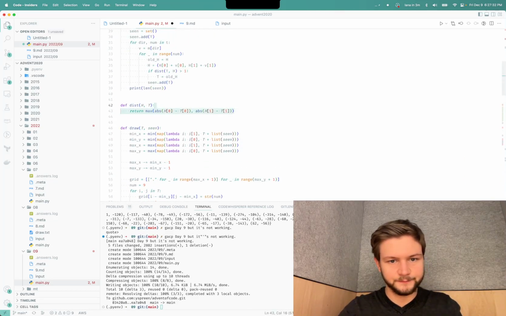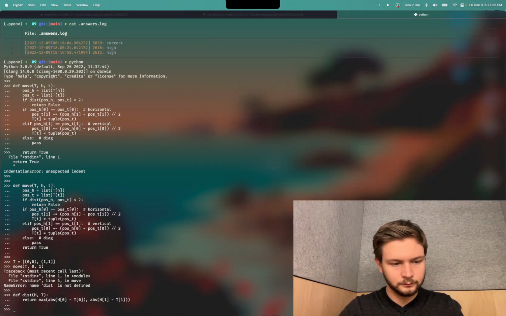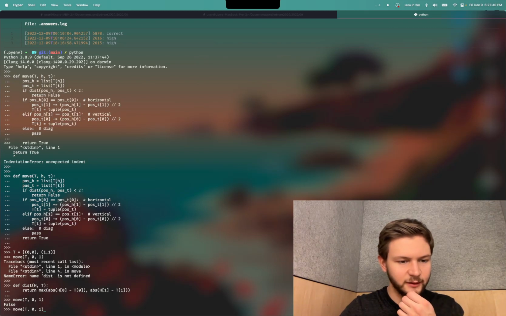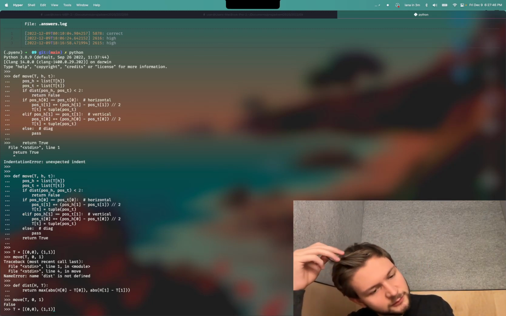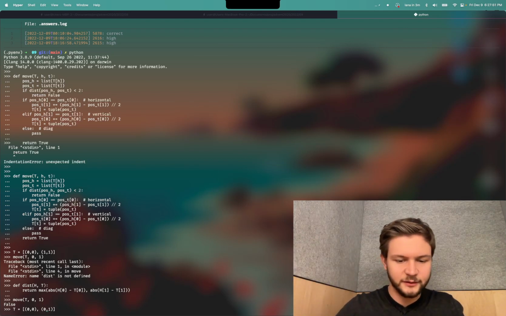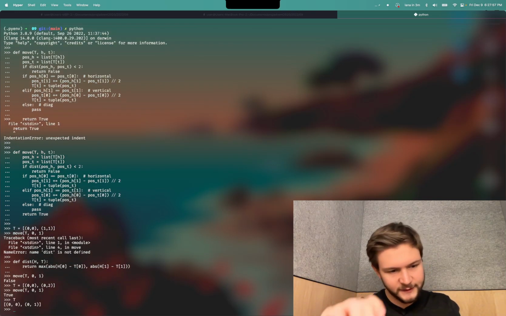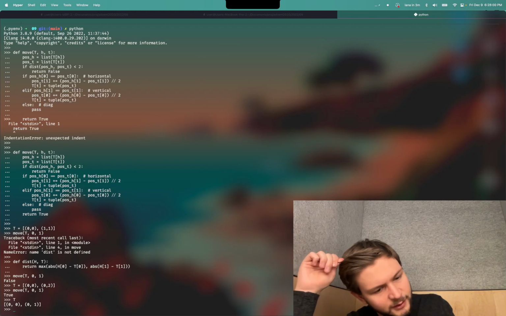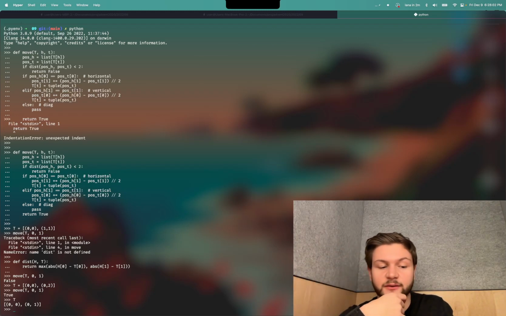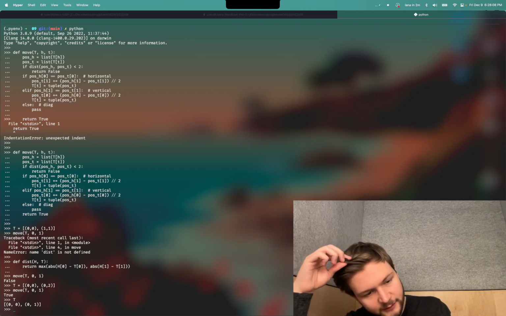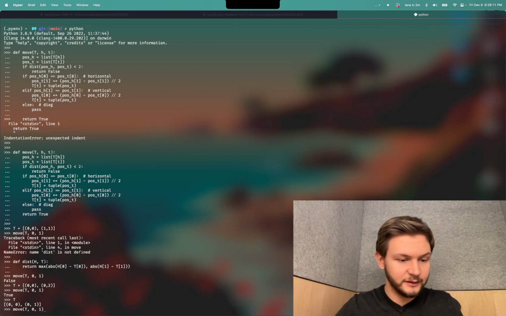Dist, dist, dist. False. Yeah, because they are diagonal from each other. Wait, what? No? Ah, I guess it should be 0, 2. True. Okay. What is t now? It's moving it back because the tail is what's moving, right? If we did it the other way around, yes. Okay. That is reassuring. Let's try something else.